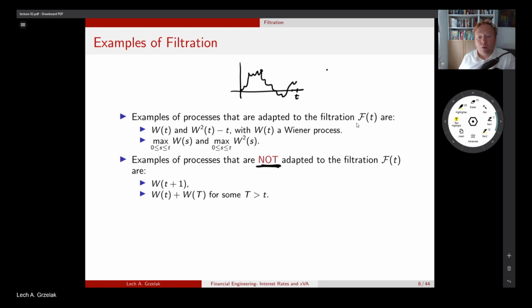The examples of a process that is not adapted are, for example, here. Whenever we talk about adaptation, we always talk about with respect to which filtration. So we have F_t here and here. W_{t+1} is not adapted to this filtration. As you can see, at time t, the process relies on the realization at t plus 1. This means it actually looks into the future. If you're at time t, the process relies on what will be at that moment, so it's not adapted. And the same here, although this part is adapted, capital T, which is after small t, makes the process rely on realizations at capital time T. So these combinations are not adapted.